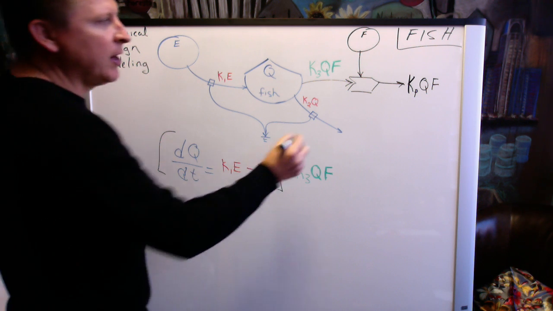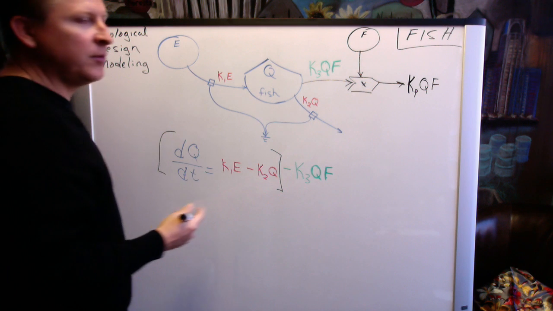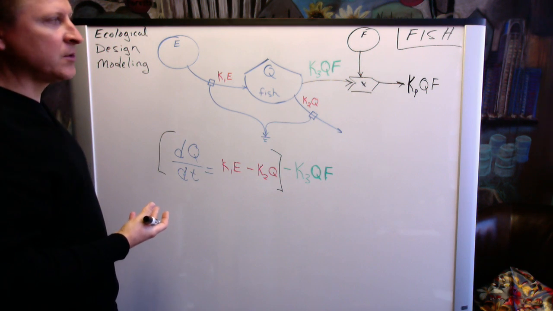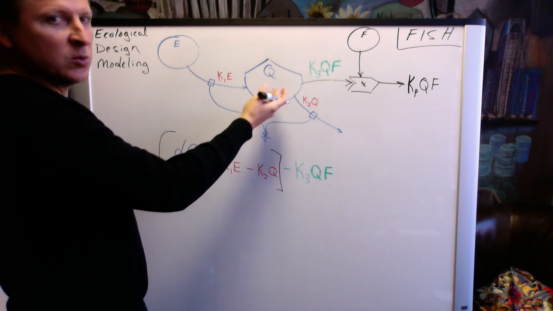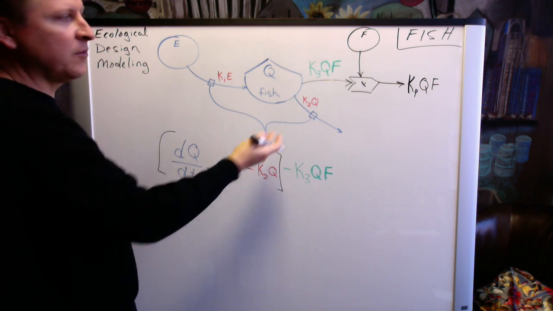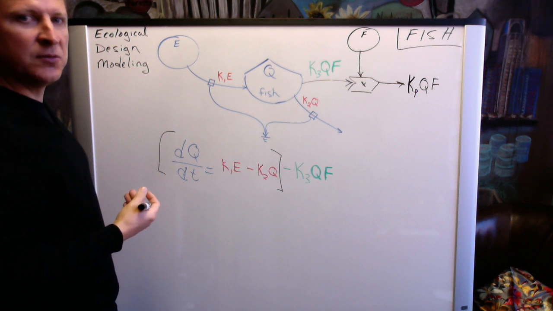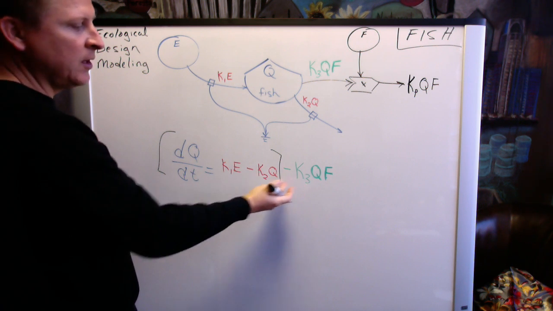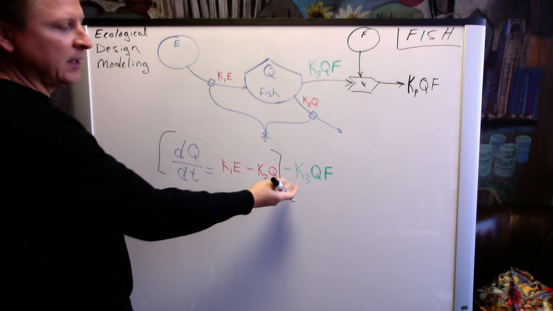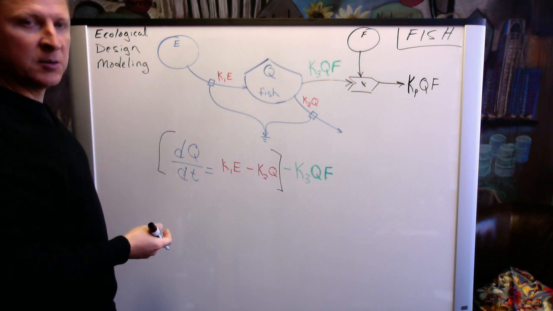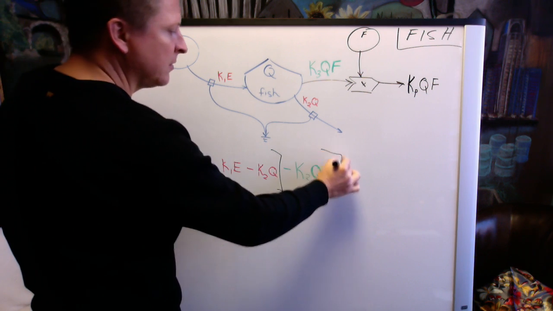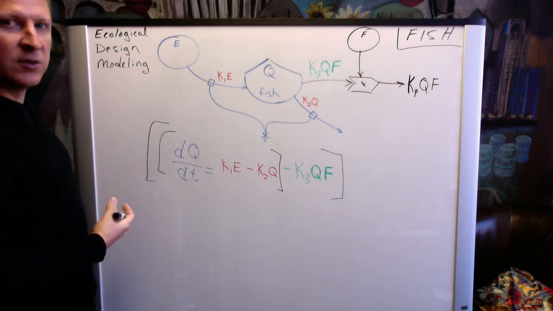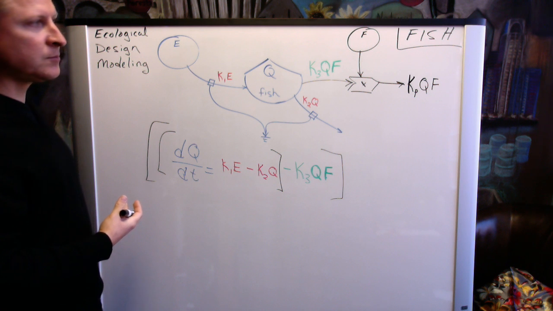The output is proportional to the population of fish. But now we have the interaction, which is an extra outflow from the storage of fish, and that's going to be proportional to the amount of fish we have, Q, and the fishing effort, F. Therefore the use or the catch of fish is K3QF. So we need to add that as an outflow from our tank model. So now the full model for fish includes that extra third pathway.